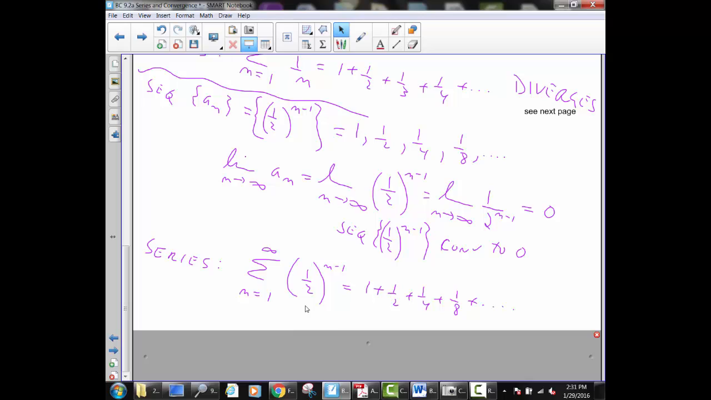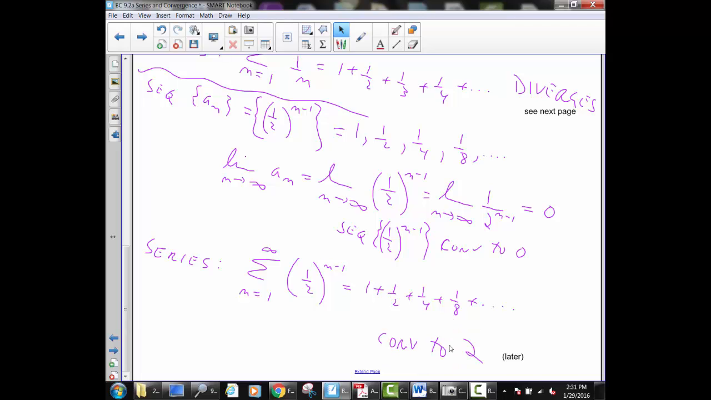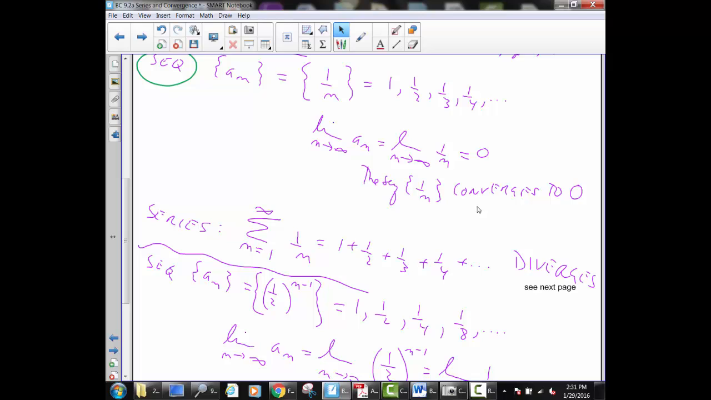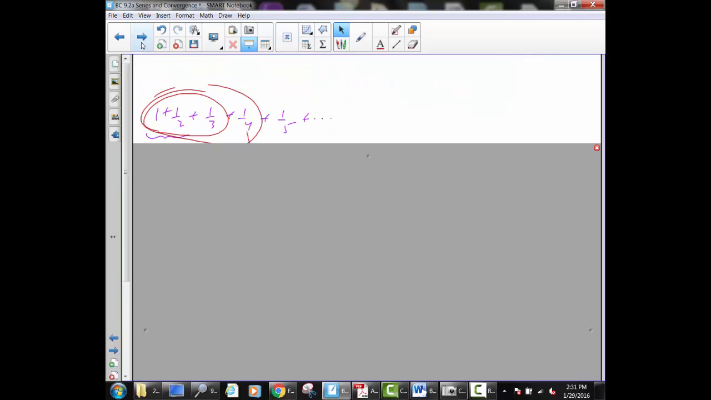However, the series (1/2) to the n minus 1, which is 1 plus 1/2 plus 1/4, as you will see, converges to 2. So the sequence and the series do not converge to the same thing. Here, the sequence converged to a number, and this corresponding series diverged. So you really don't know going in.